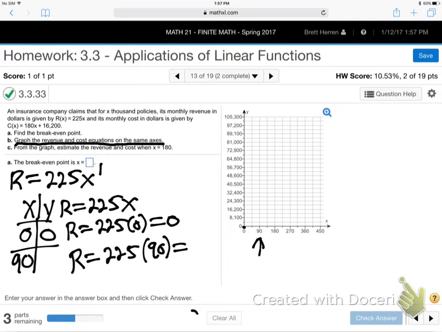20,250? Thank you. 20,250. I can squeeze it in here. 20,250. So that's another point. Where's that? Over 90 up. I think that's right here.